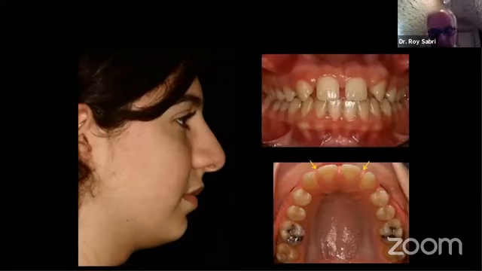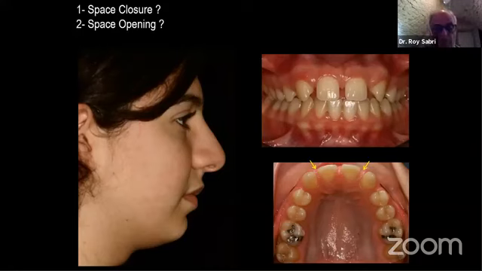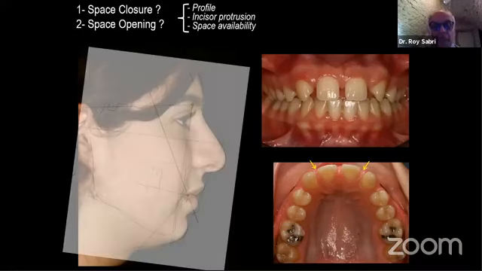Now let's go to this patient. Again, we're going to apply, because the first decision is going to be whether we have to open a space or close. And we are going to apply the rules of profile, incisor protrusion, and space availability. We see that she has a proclined lower incisor, full lips. The lower lip is a little bit forward, and there is an arch length deficiency of 7 millimeters. So it's an extraction case. Extraction is not going to affect the profile, and it's going to be much easier than creating two spaces here.